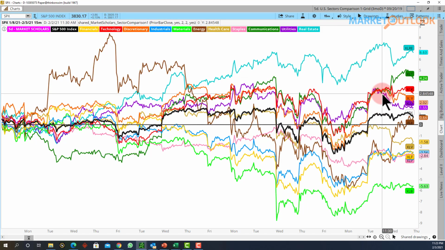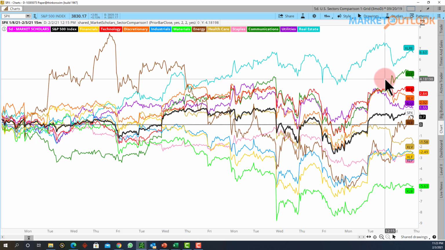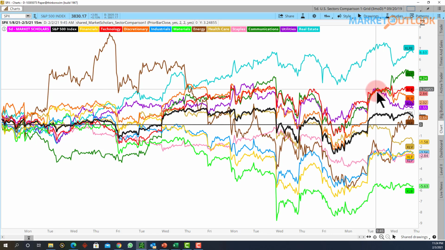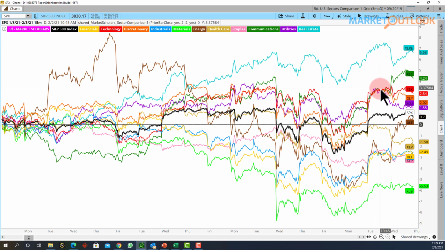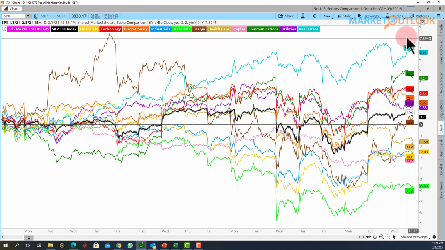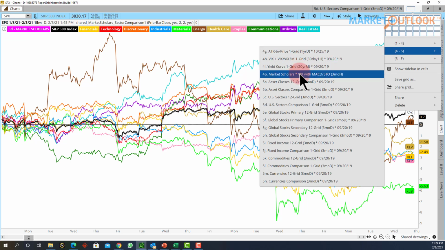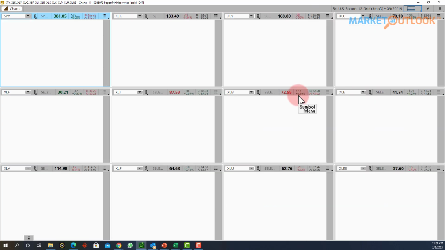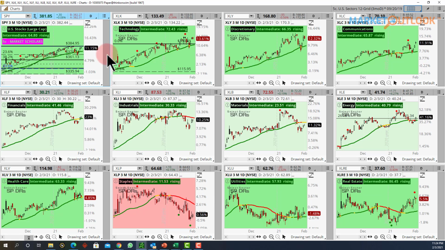And of course, real estate and utilities also do well in a rising US dollar environment too, especially if yields are falling, and that helps get some lift to those two interest rate sensitive sectors. Let's take a look at this chart, the comparison, the 12 grid for the U.S. sectors. And again, we're back to some dark green shading and green line in these cyclical areas.